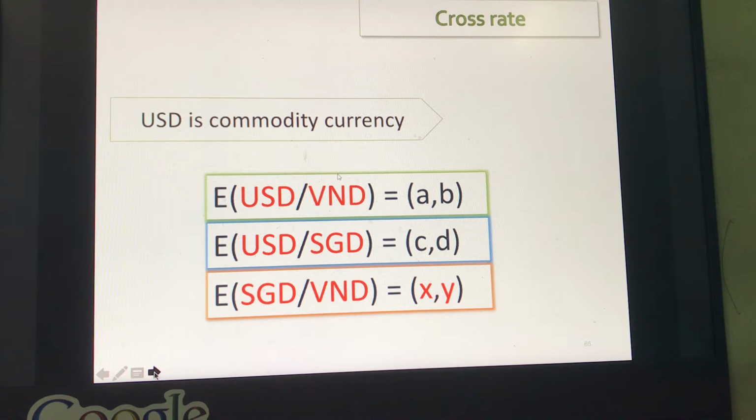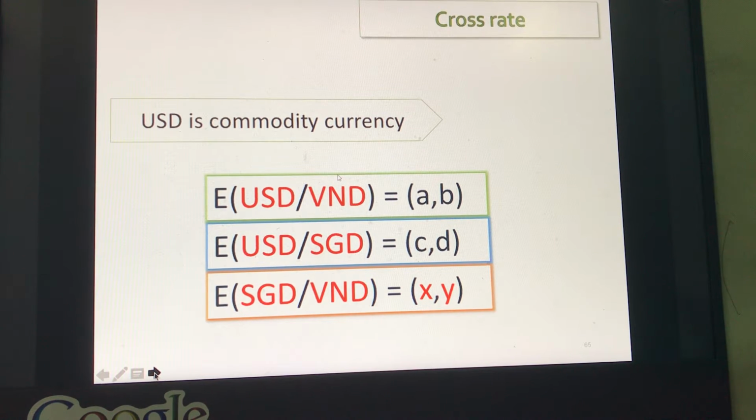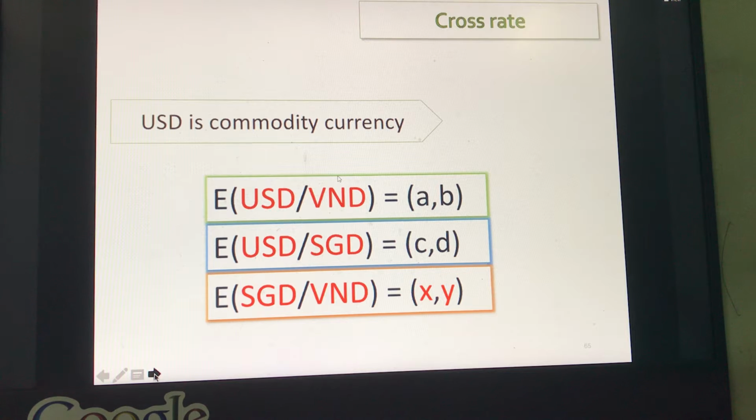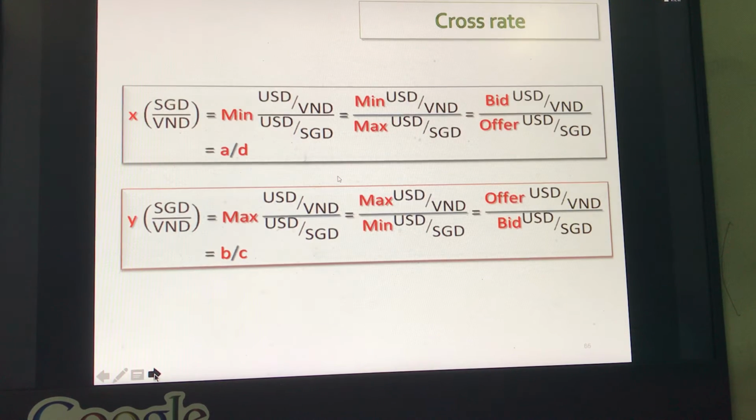So now our purpose is to compute the exchange rate of Singapore dollar against VND. Let's denote X as the bid rate and Y as the offer rate. So how to compute the gross rate? We have two methods. The first one is the fast calculation.